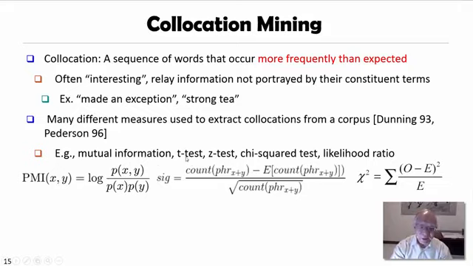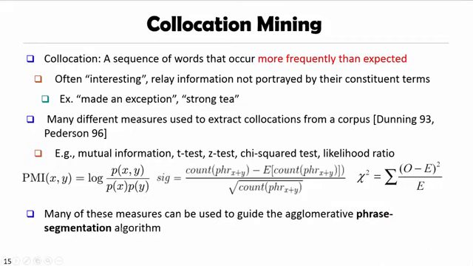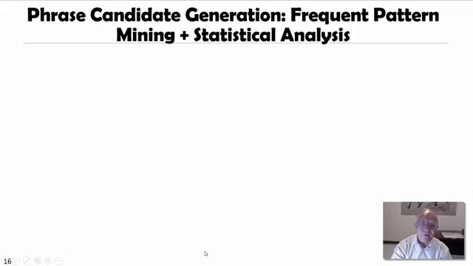We can do t-test, z-test, chi-square test, or likelihood ratio. Actually, using all the different methods, we can confirm the phrases we generate are truly good phrases. Usually any of the good measures will work. That means many of these measures can be used to guide the agglomerative phrase segmentation algorithm.